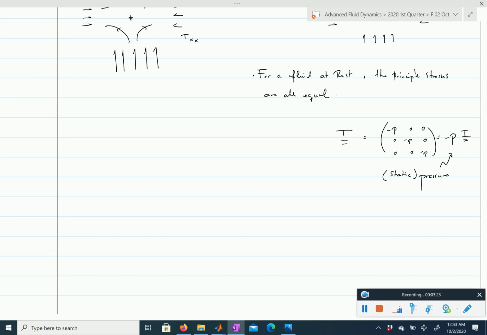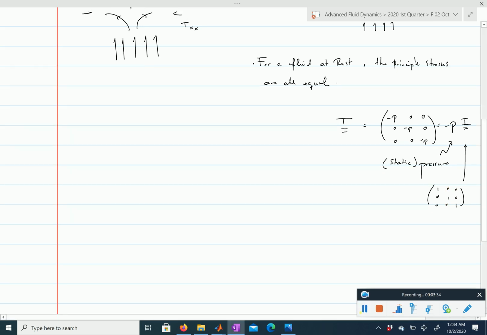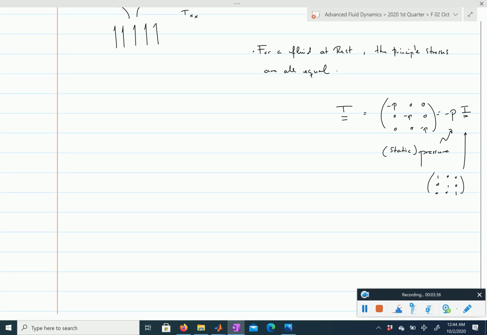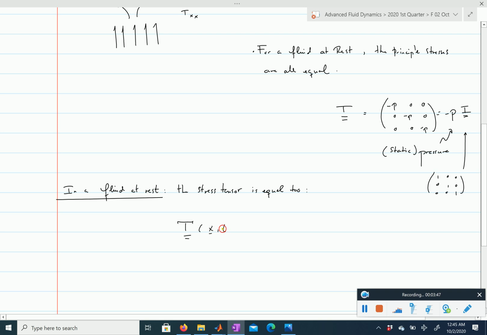And the identity matrix here, again, remember, is the matrix which has only ones on the diagonal and which has 0 elsewhere. All right, so we have our first expression for the stress tensor in a fluid at rest. The stress tensor T at every single location and time is equal to minus the pressure, this is a field, so in general P might be a function of position and time, times the identity matrix.